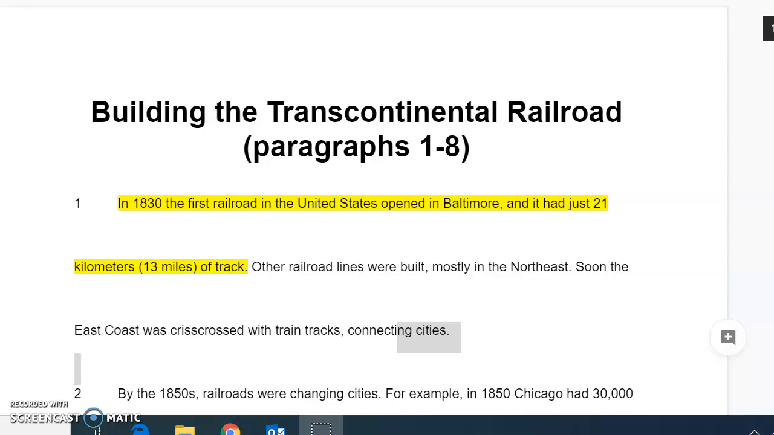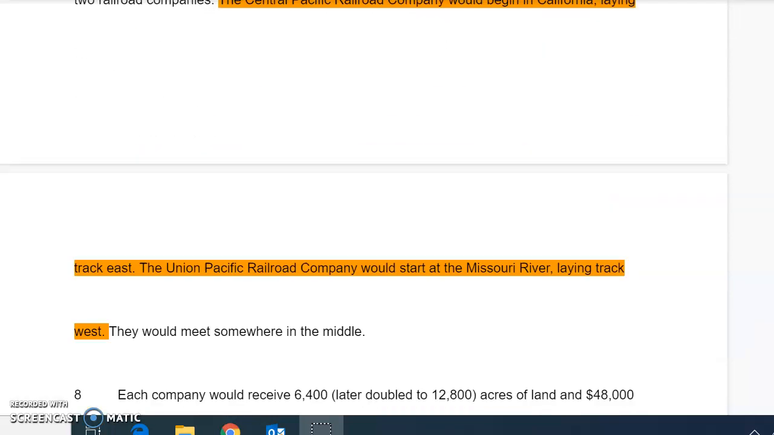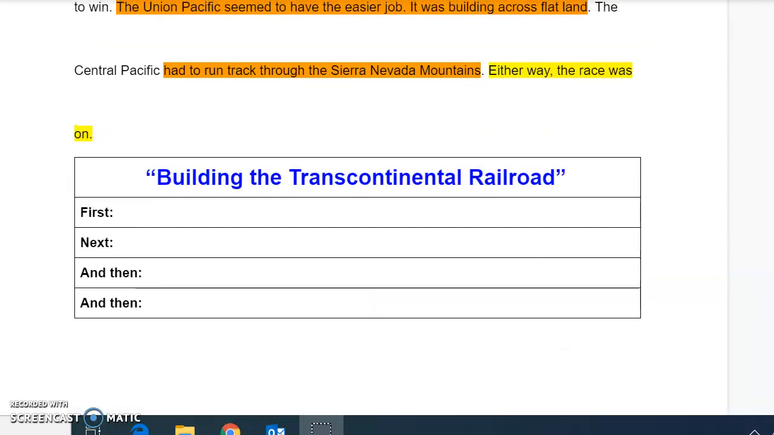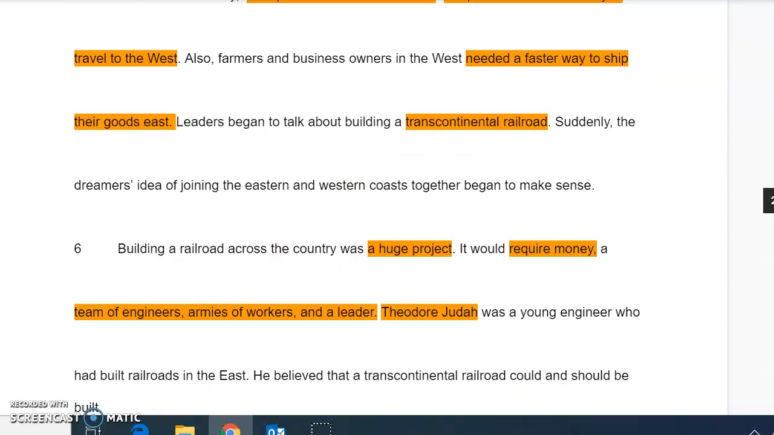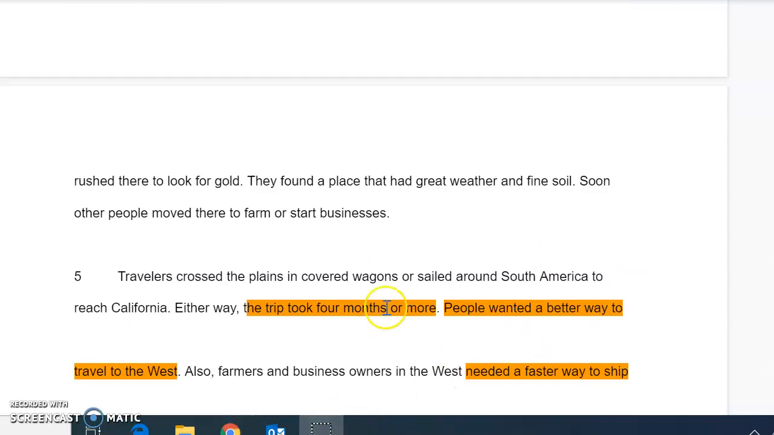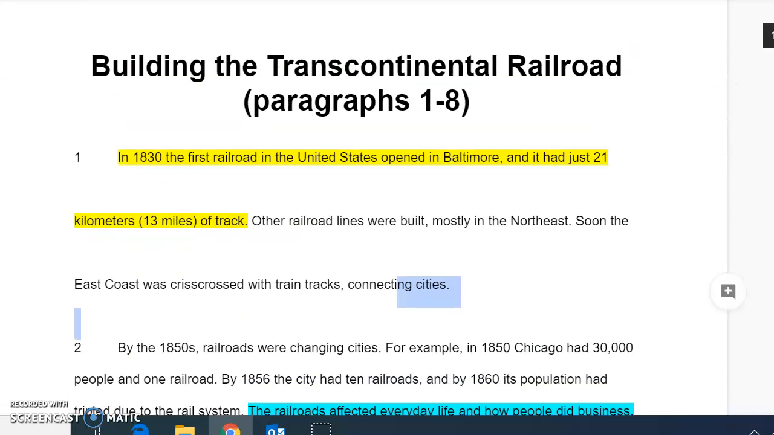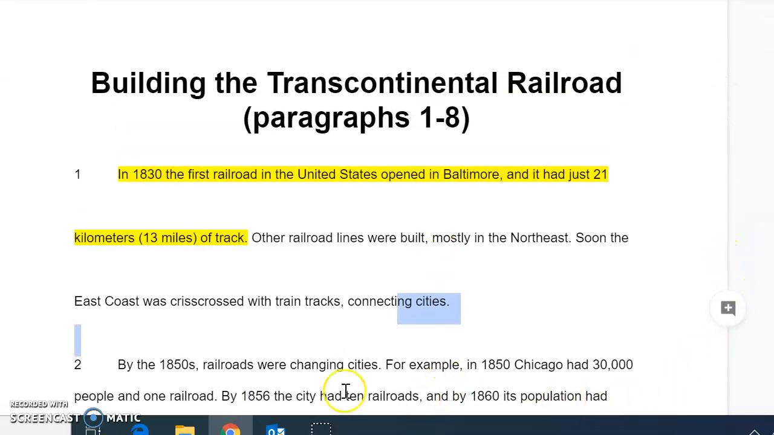First. Let's look at it. There it is. First, next, and then, and then. This organizer is used to pull out the important details for the first 8 paragraphs. So I wanted to do this with you guys just so that you have this to guide you as you will be doing the next one and then coming up with the main idea on your own. I've just copied and pasted the first 8 paragraphs onto this Google Doc so I could annotate with you guys as we're reading.